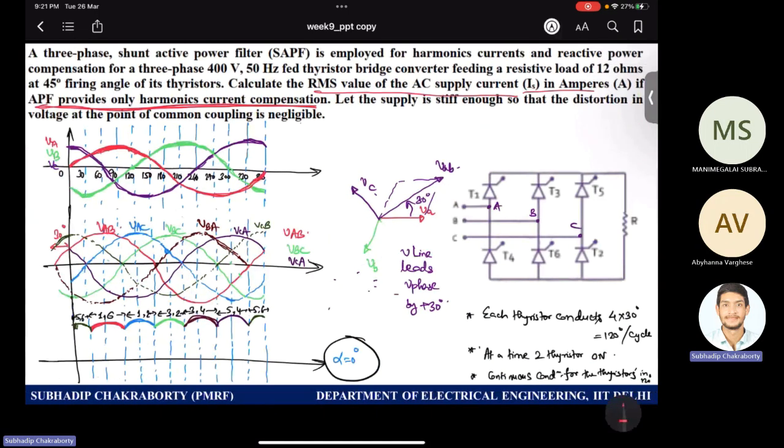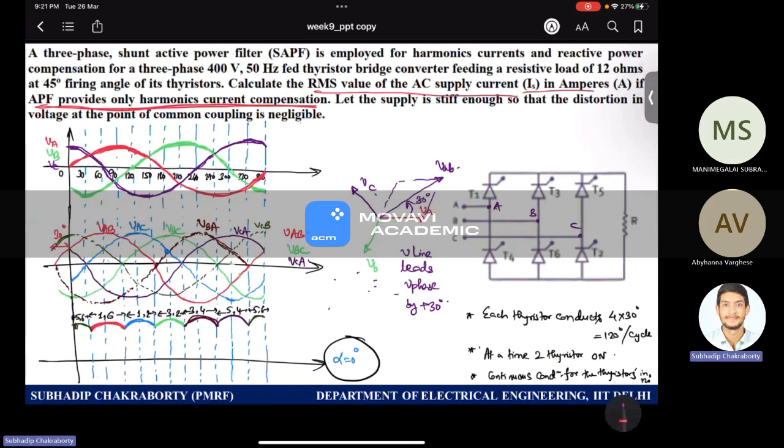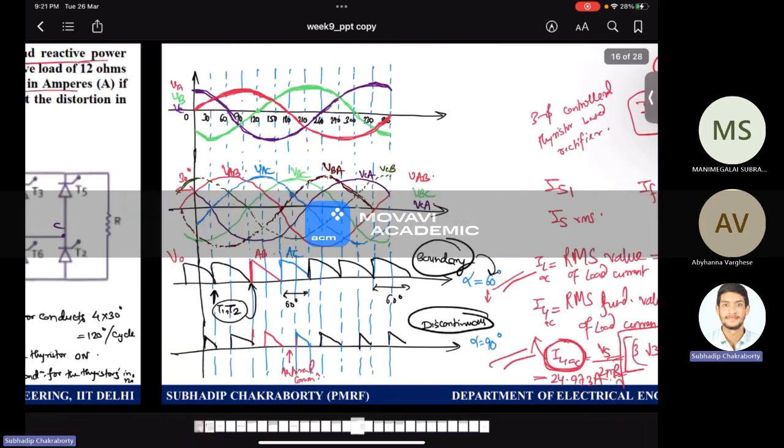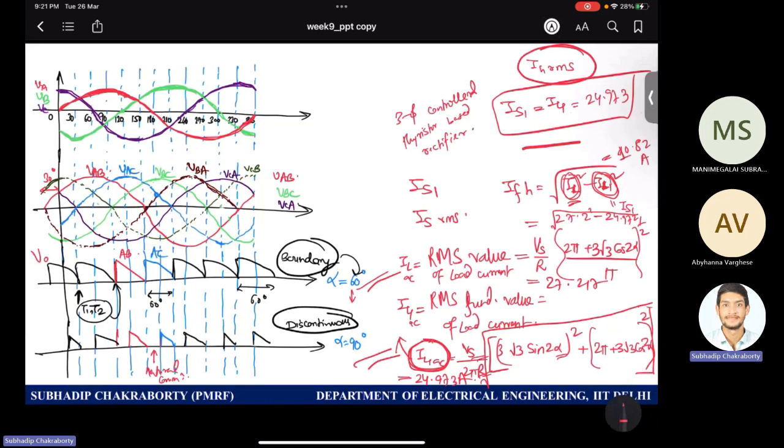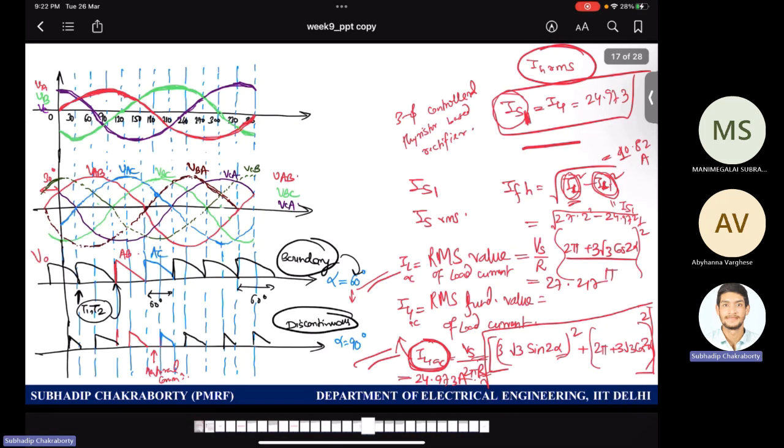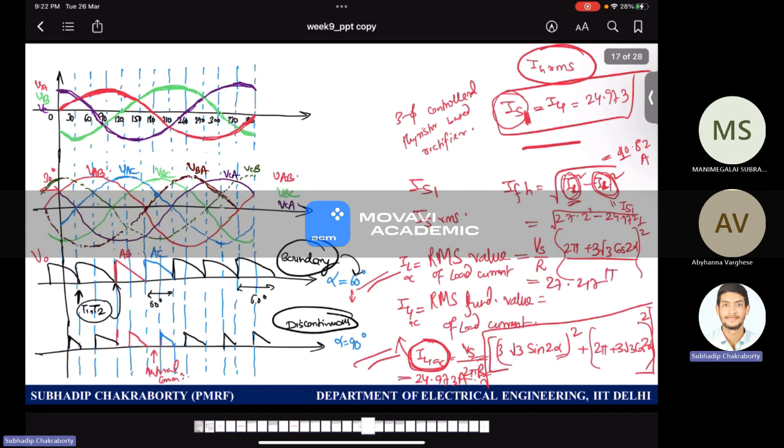Because it is already given in the problem that it provides harmonic compensation and obviously reactive power compensation. So it is a unity power factor kind of operation. Okay, so the fundamental of load and the fundamental of your supply should obviously be the same, because the harmonics are compensated already. So the remaining active component needs to be pushed from the supply side.